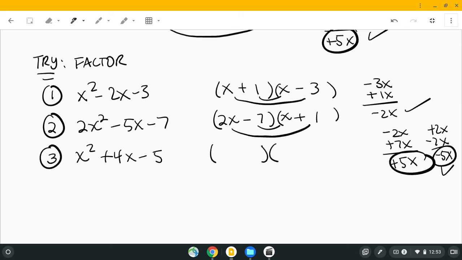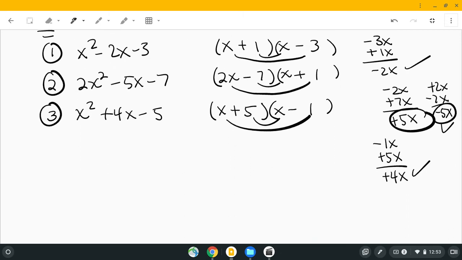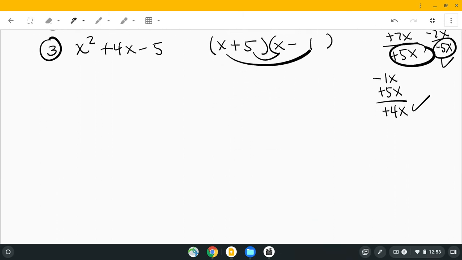And then over here, x times x to make x squared, negative 5, so I need one positive and one negative, and it looks like the 5 should go here and the 1 should go here. Then checking, that's negative 1x, and then inside positive 5x, and that gives me positive 4x, which is what I want. Very good. And then try these two.